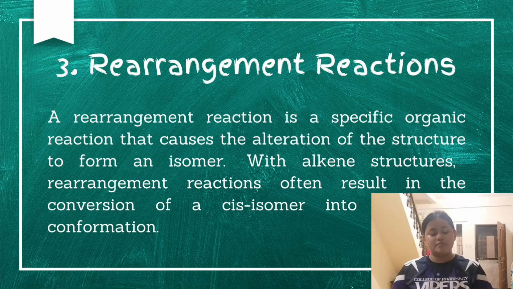Rearrangement reactions involve molecular restructuring for stability. An example of a reaction for alkenes is the hydride shift, and an example for alkynes is partial hydrogenation. So those are the two rearrangement reactions: the hydride shift for alkenes and partial hydrogenation for alkynes.